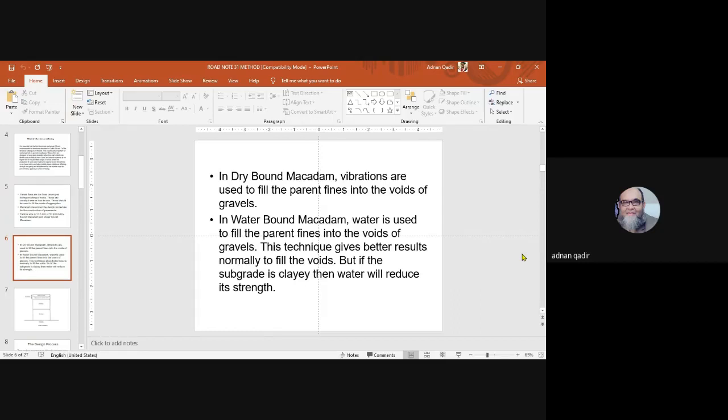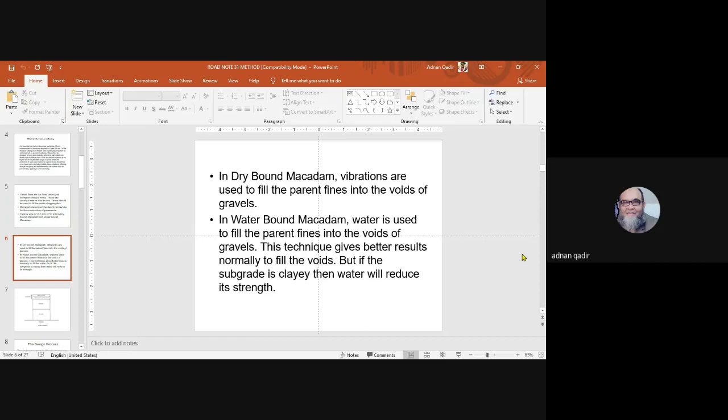Now, the difference between a dry bound macadam and water bound macadam is the way the voids are filled with parent fines. In dry bound macadam, we use vibrations to fill the parent fines into the voids of gravel, or you can say we use a vibratory roller. In a water bound macadam, water is used to fill the parent fines into the voids of gravels. This technique normally gives better results to fill the voids. But the problem is if the subgrade is clayey, then water will reduce its strength.